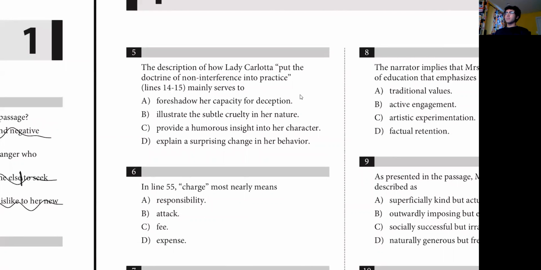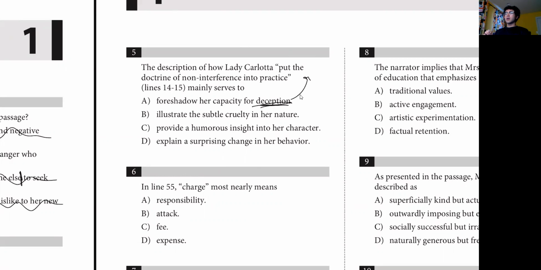So does this foreshadow her capacity for deception? So remember, I would think what the test takers are trying to get at here. Deception is basically when she took on the persona of Miss Hope, the girl that she was mistaken for by Mrs. Corbel.